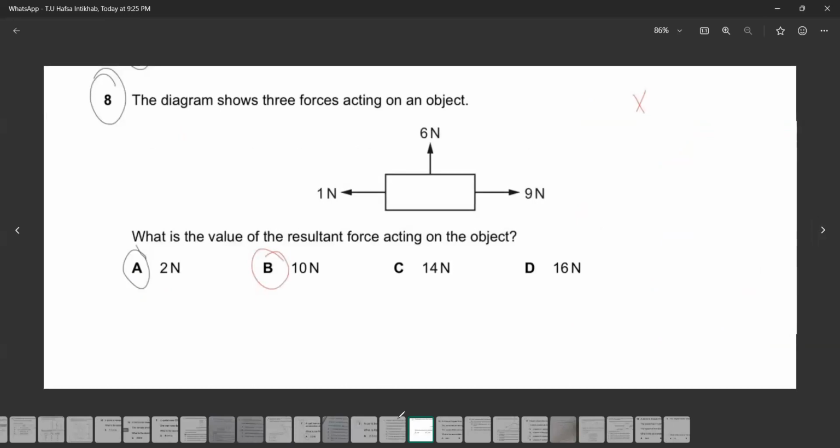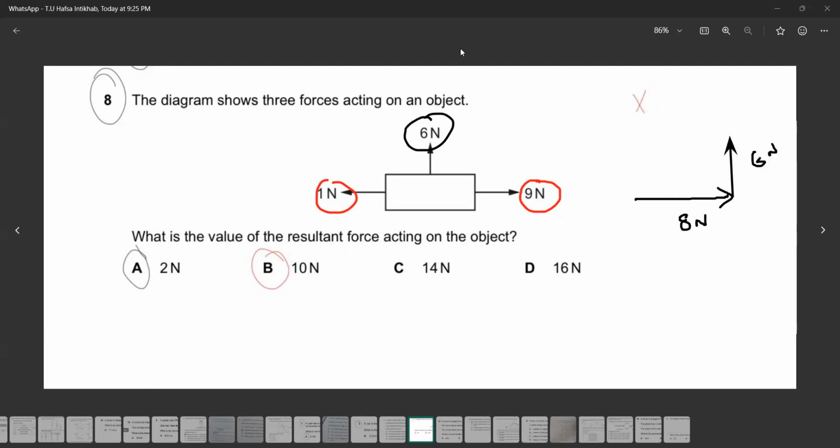In this question, the diagram shows three forces which are acting on an object. What is the value of the resultant? First, a 9 Newton and 1 Newton are in opposite directions and in the x direction. So as they are opposite and in the x direction, what will be the result of 9 and 1? So it will be 9 minus 1, which is equal to 8 Newton. So a horizontal force will be there, 8 Newton. And there's a 6 Newton upward force, a vertical force of 6 Newton.